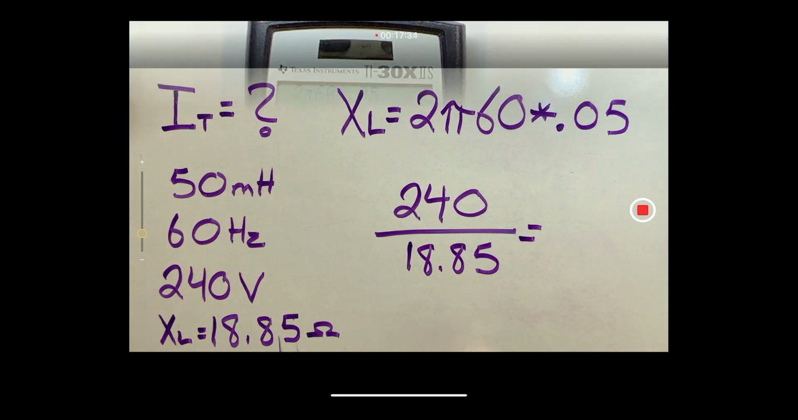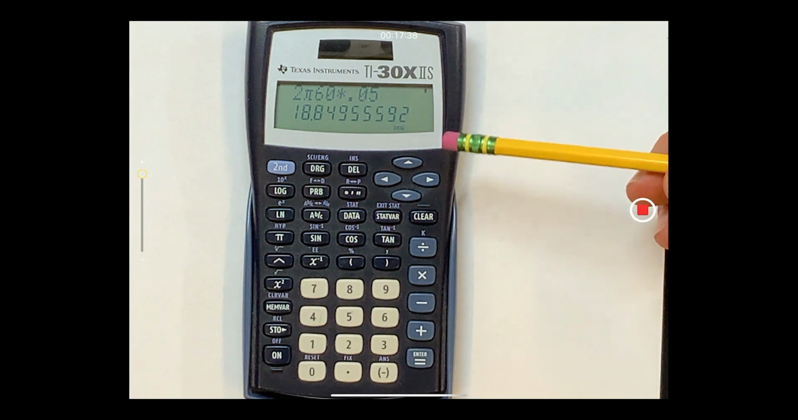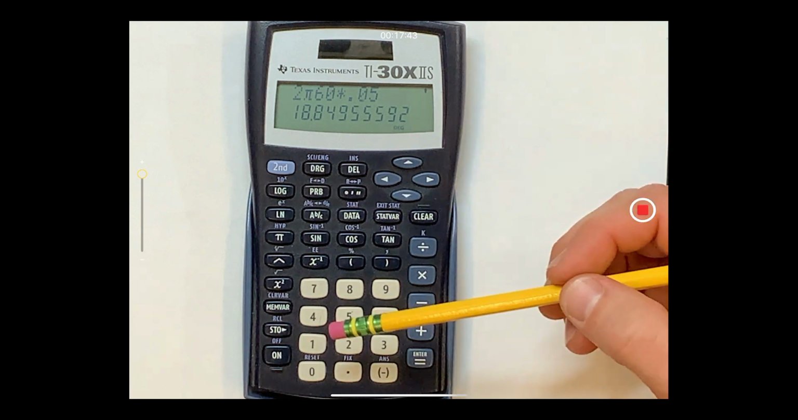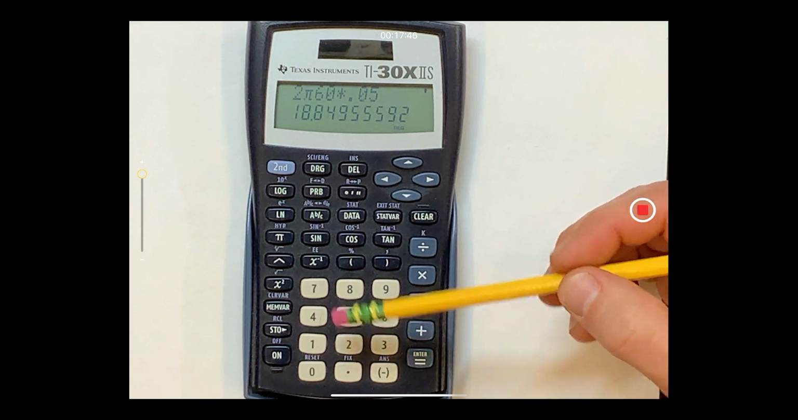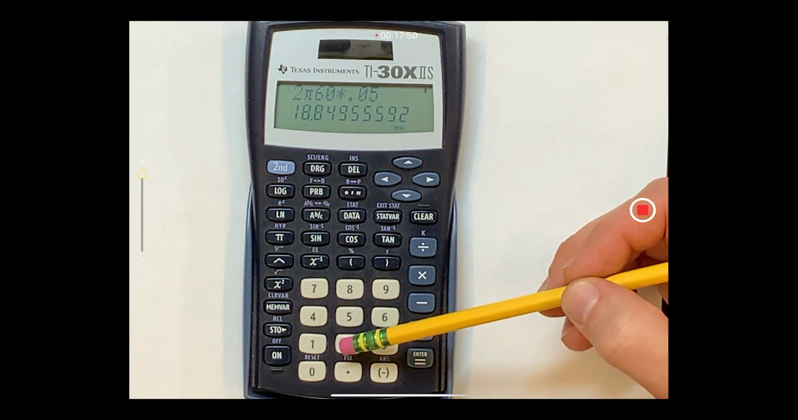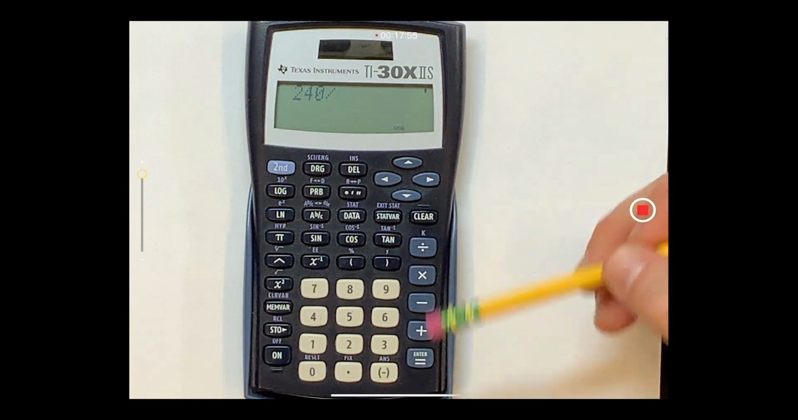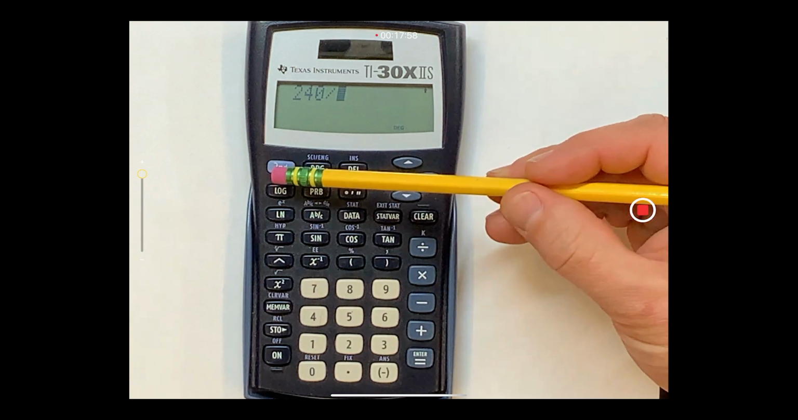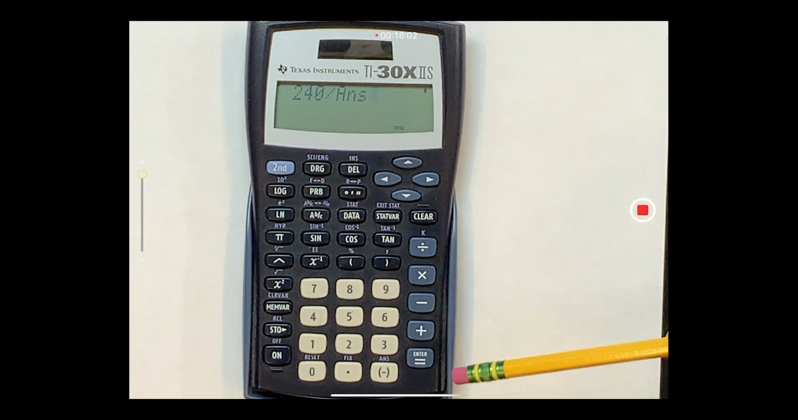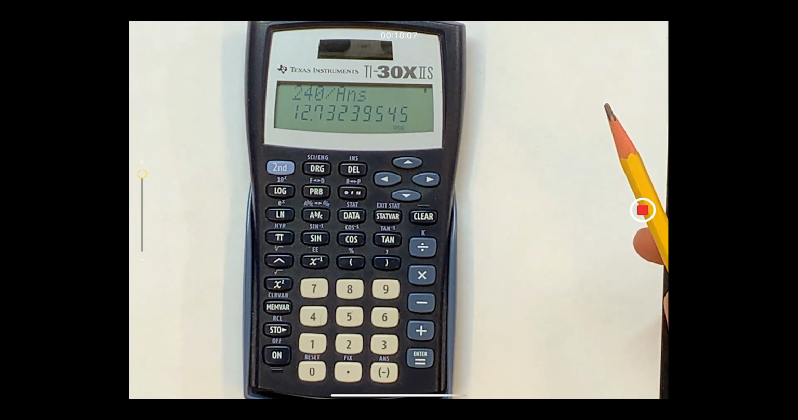Back over on our calculator, I still have that last solution pulled up, so I can go ahead and use it with the answer function on my calculator. If I just start a new problem and put 240 volts divided by the answer that I had displayed, I would hit second, the answer key down here, and equals. And it gives us 12.73.